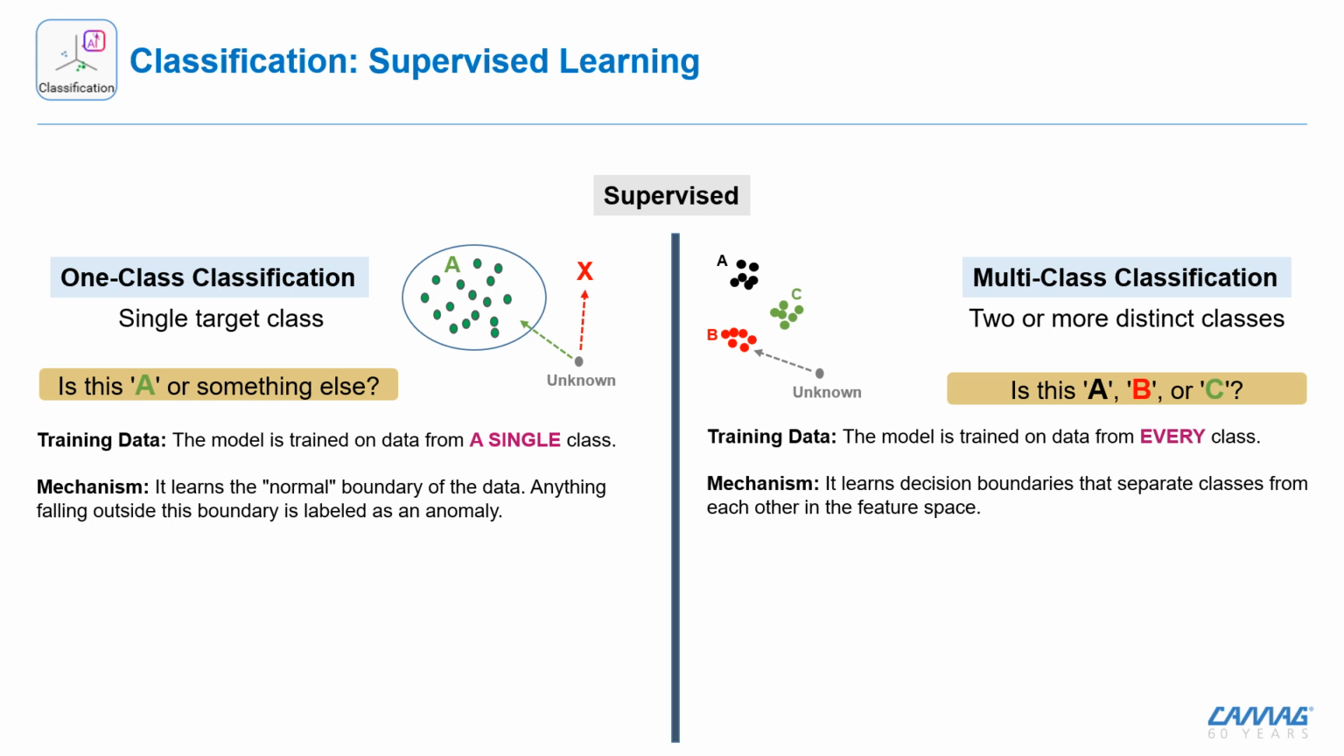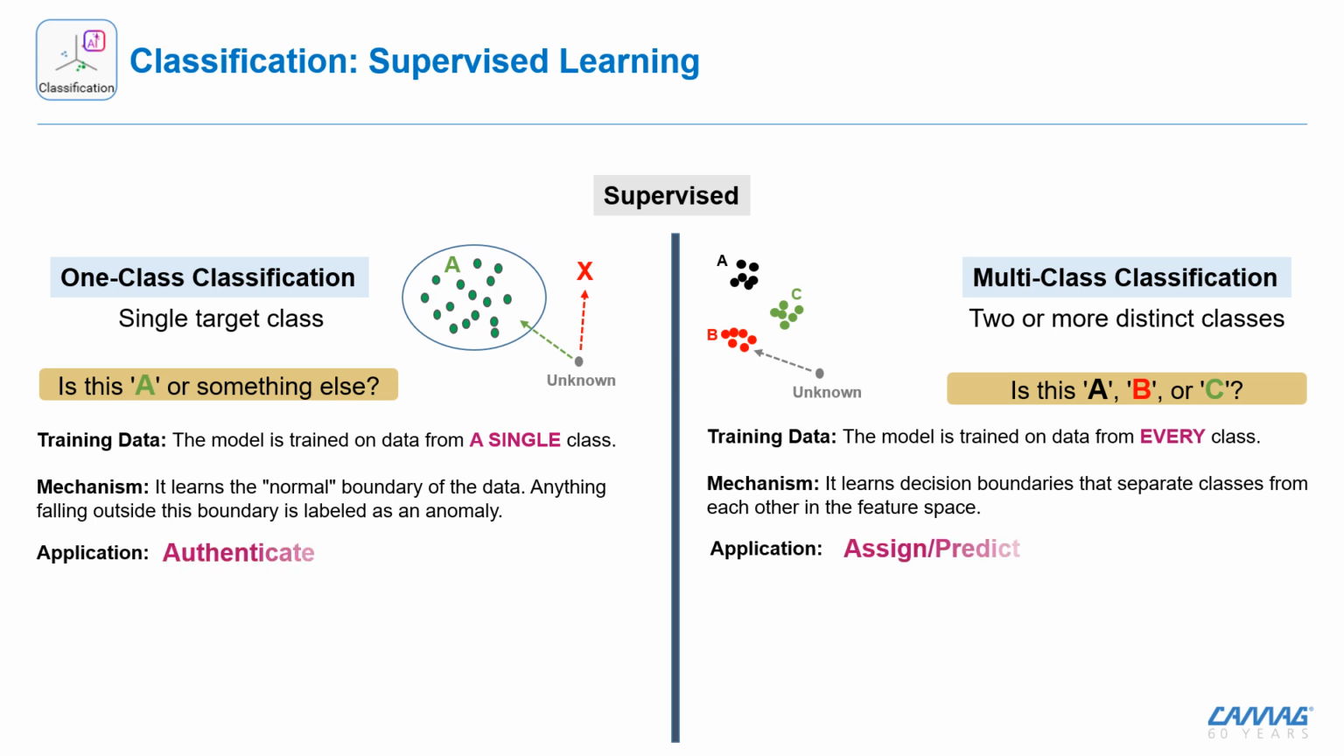In one class classification, the model learns the normal boundary of the data, and anything that falls outside this boundary is labeled as anomaly or adulteration. But in multi-class classification, it learns decision boundaries that separate classes from each other in the feature space.